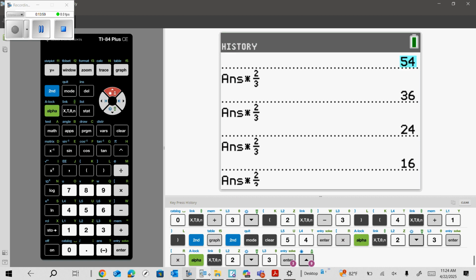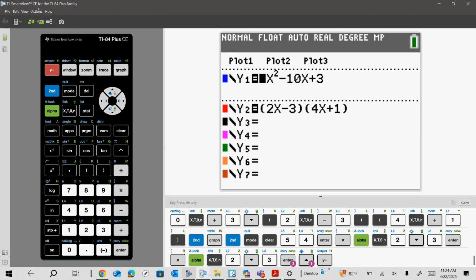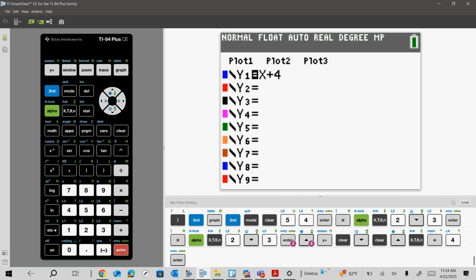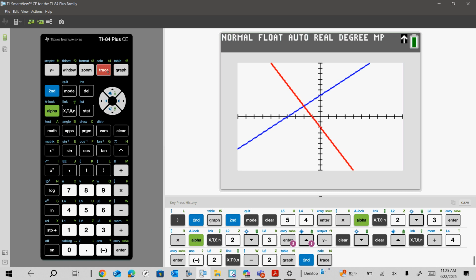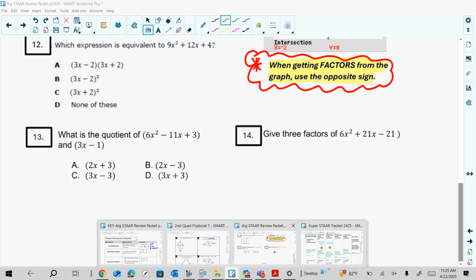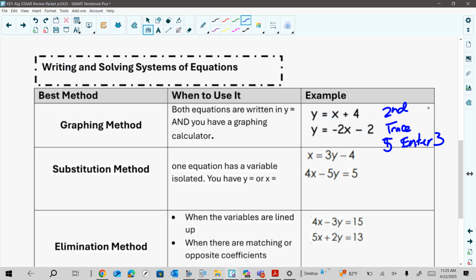So if I look at the calculator here, we go to y equals, I need to clear these out. We're putting in the 2 equations that were given, which was x plus 4 and 2x, or negative 2x minus 2. The graph, second trace, 5, enter 3 times. So our solution is negative 2, 2. Okay.